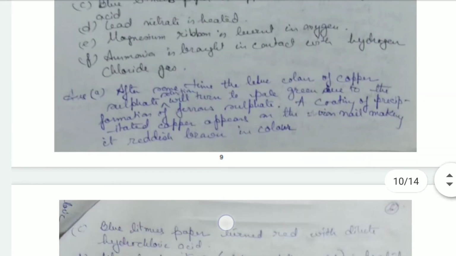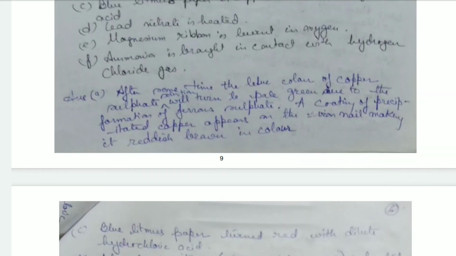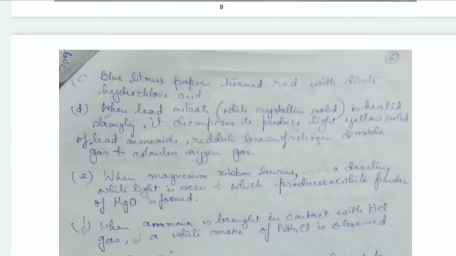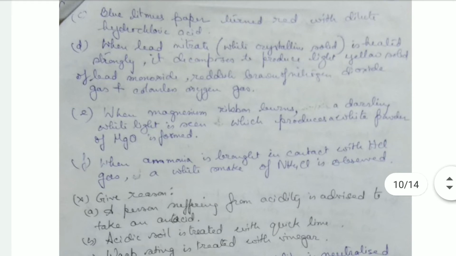Okay. Next is, when ammonia is brought in contact with hydrogen chloride gas, what do we observe? When ammonia is brought in contact with hydrogen chloride gas, then a white smoke of ammonium chloride is observed.